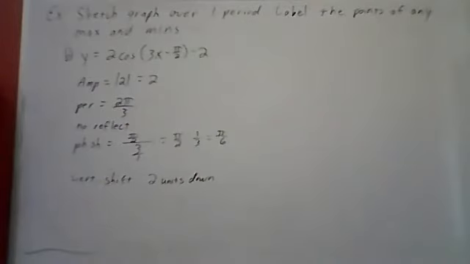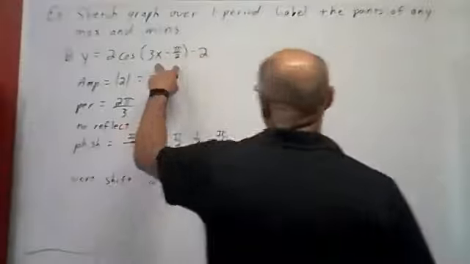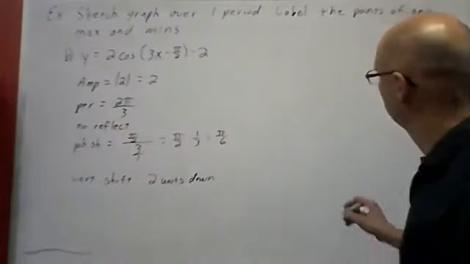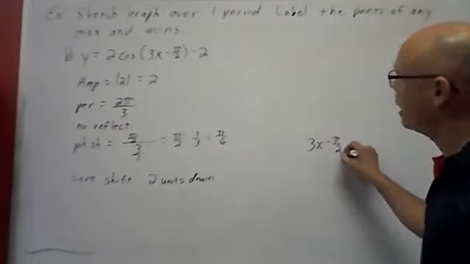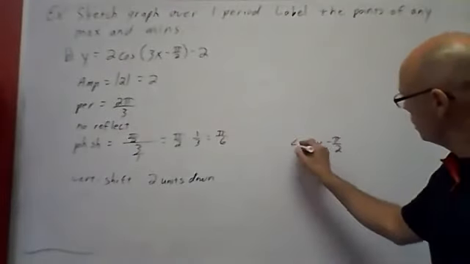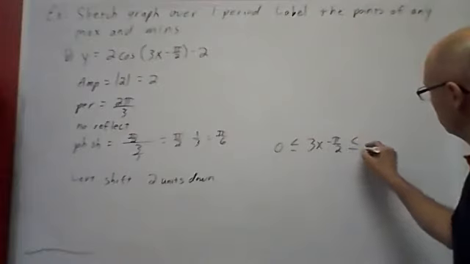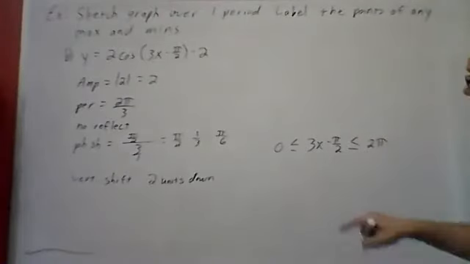All right, so let's see. I'm going to need to figure out where to put my first period. How do I do that? Take this argument here, 3x minus pi over 2. We're going to put it between 0 and 2 pi, and we're going to solve for x.